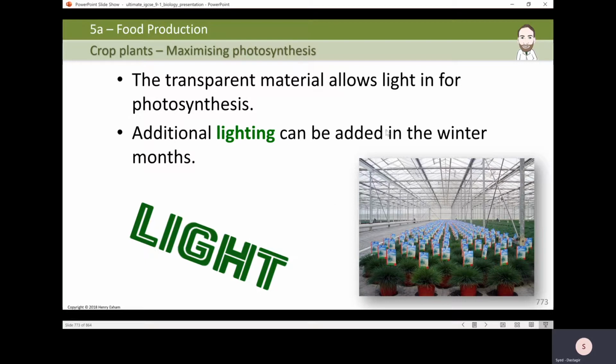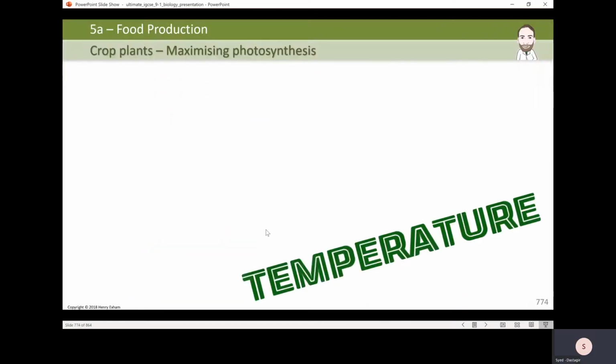Now, moving on. So temperature. You need to think how temperature can affect photosynthesis. You know, photosynthesis is a chemical reaction.